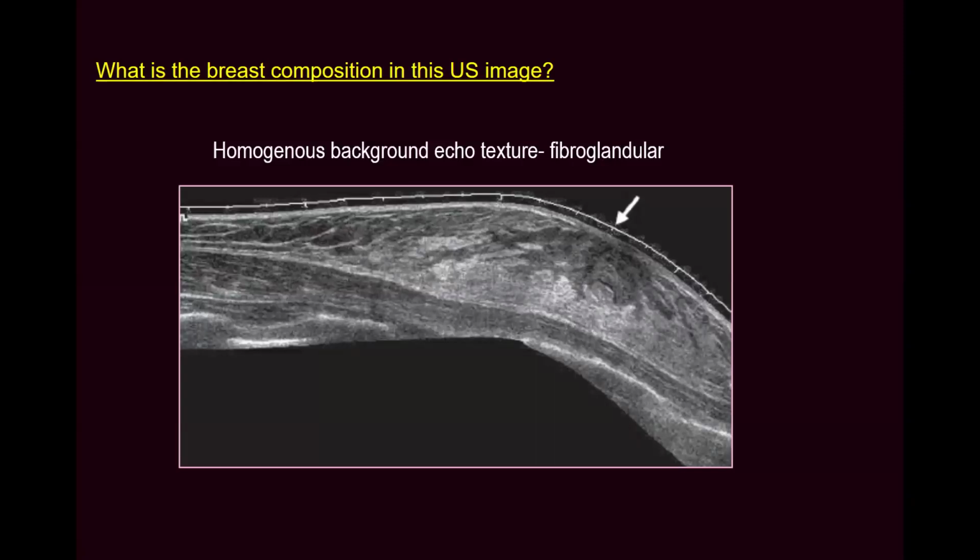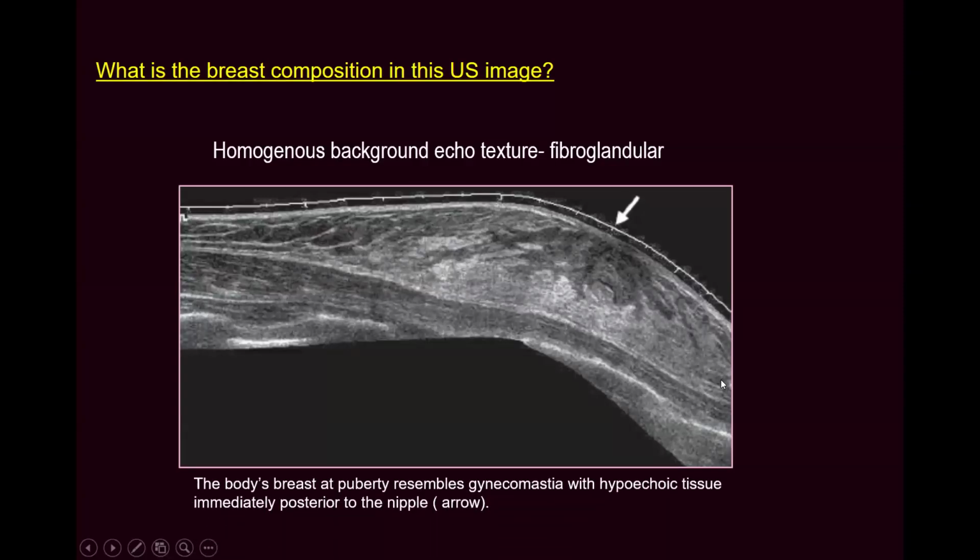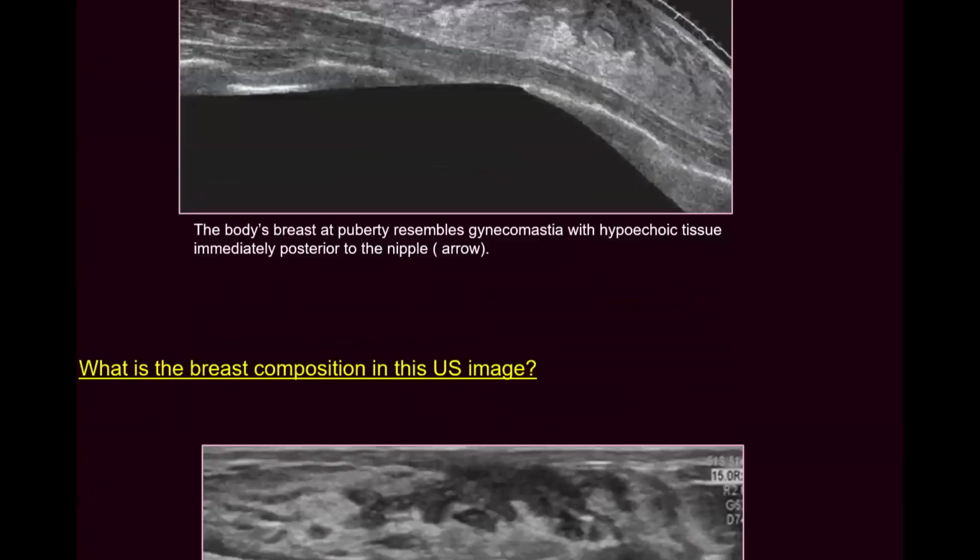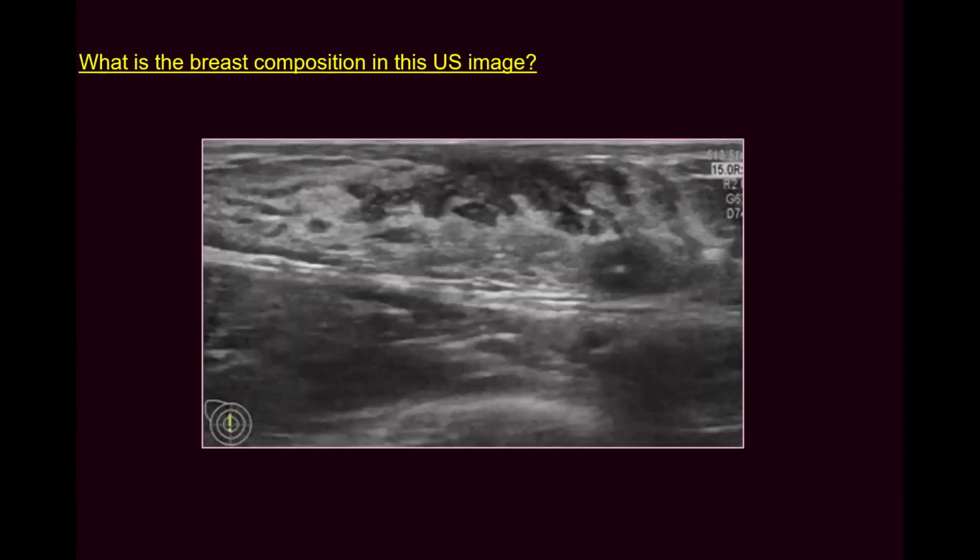And what age group do you expect to see this pattern of the parenchyma in? This could be in lactation. In pregnancy. Why? Look at this. Yes, excellent. This is seen at puberty. What about this one? Homogeneous background echotexture, fibroglandular. Same. Yes, this is the same.